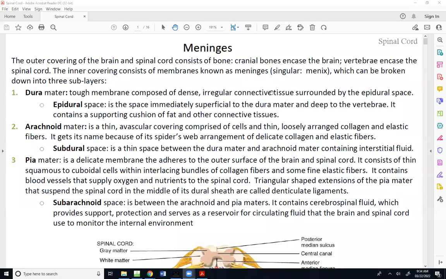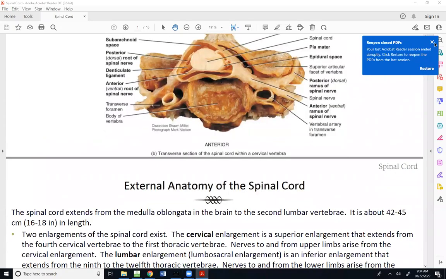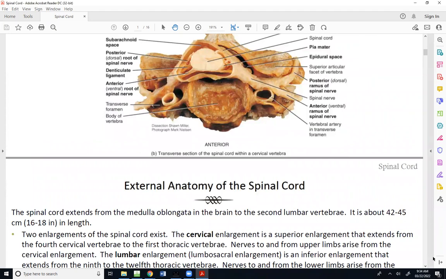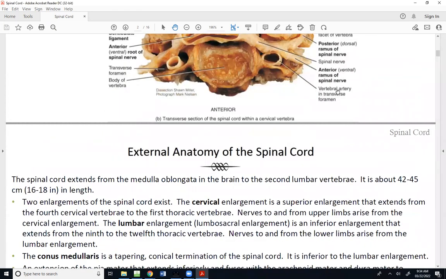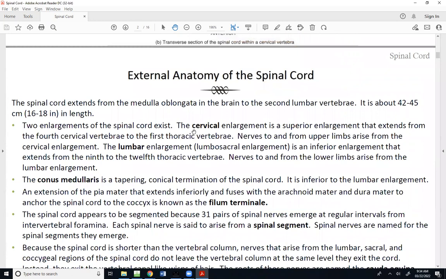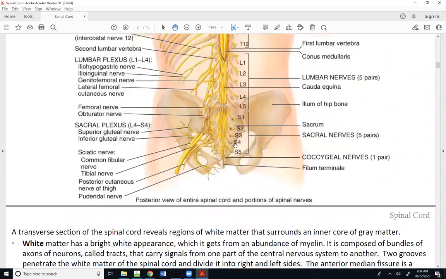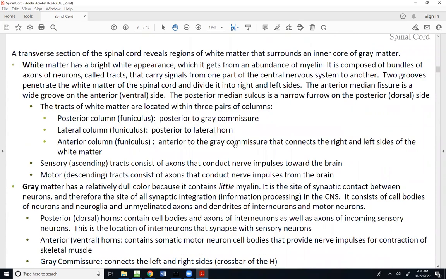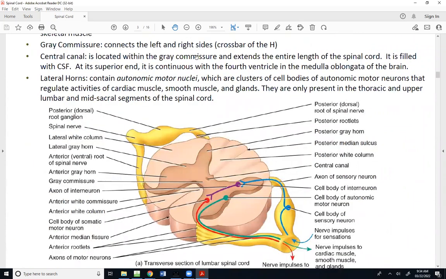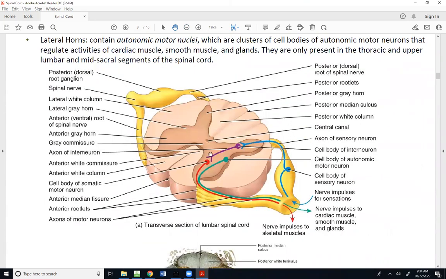Okay, so thinking back to before spring break, we were working through our spinal cord lecture. We talked about the external anatomy of the spinal cord as a whole. Then we talked about the internal anatomy of the spinal cord, where we have the white matter on the outside and the gray matter on the inside, forming a capital H shape.